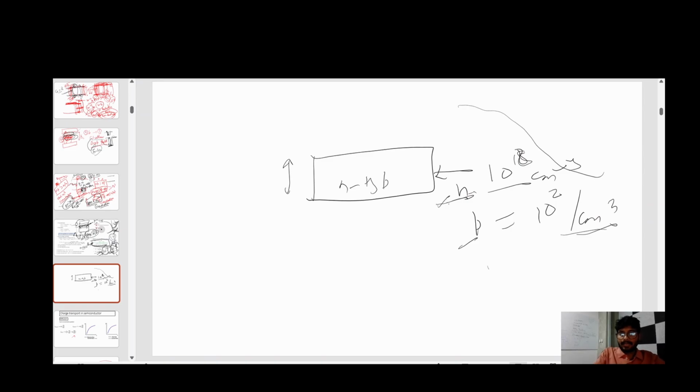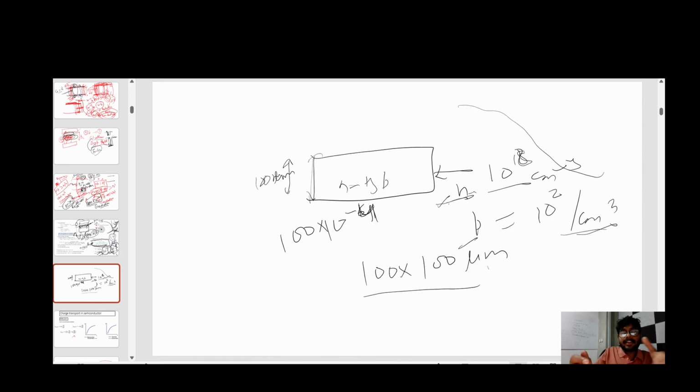Let us say this is a 100 micrometer thick wafer, 100 into 10 raised to power minus 6 meter. Let us go in the centimeter: 10 raised to power minus 4 centimeter. And the width and breadth of the device is, let us say, 100 micron cross 100 micron.